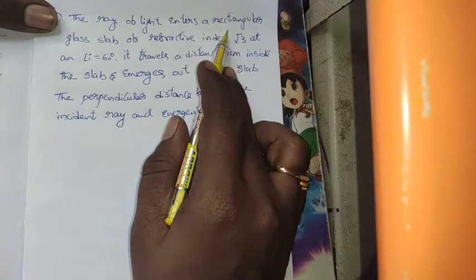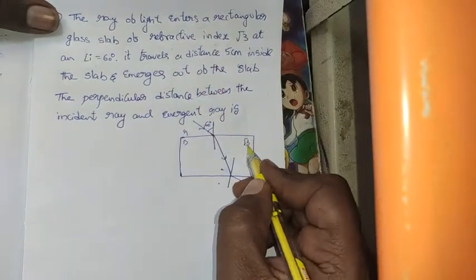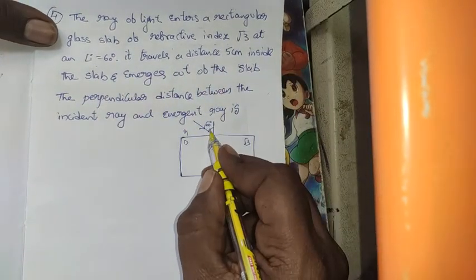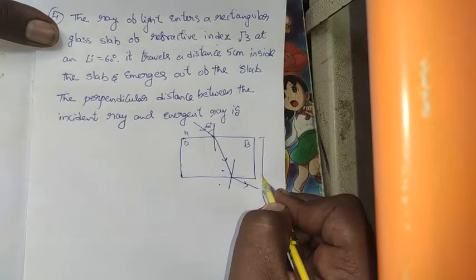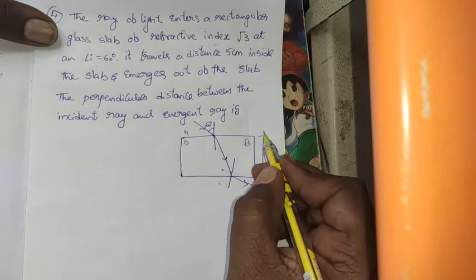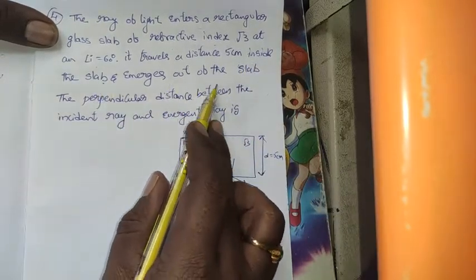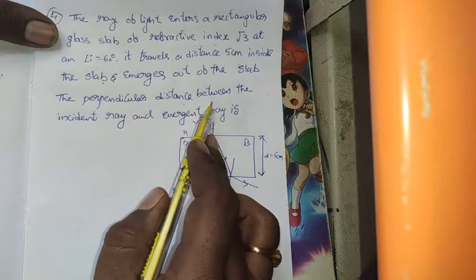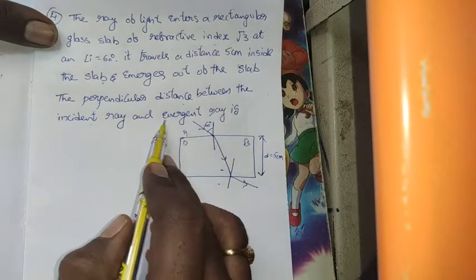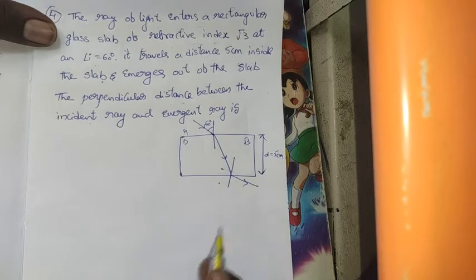A ray of light enters a rectangular glass slab. The refractive index is root 3. At an angle of incidence of 60 degrees, it travels a distance of 5 centimeters inside the slab and emerges out of the slab perpendicular to the surface. What is the perpendicular distance between the incident ray and the emergent ray?